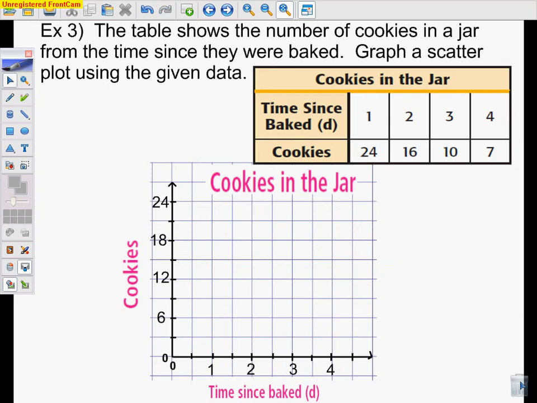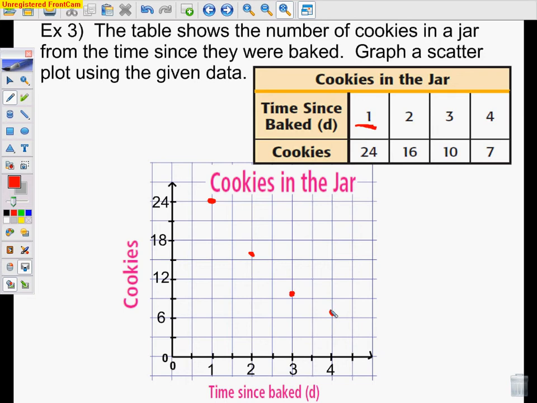All right, after you've graphed it, you should notice that one day after the cookies were baked, there were 24 cookies in the jar, so that's here. 2 days after, we were at 16 cookies, so that's about here. 3 days after, we were at 10 cookies, so that's about here. 4 days after, we were at 7 cookies, so that's about here. All right. And that's our scatter plot.